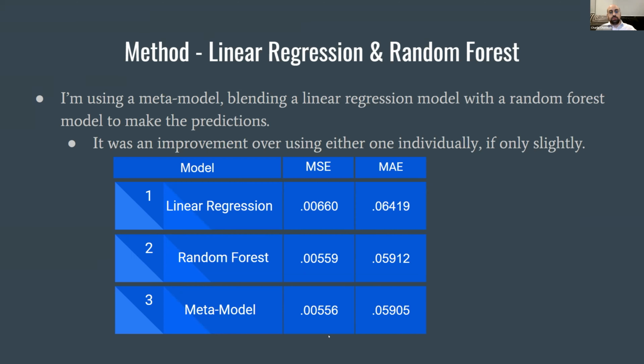The meta model's mean squared error was 0.00556, and similarly for the mean absolute error, my linear regression model had a mean absolute error of 0.06419. My random forest had, as you can see here, 0.05912, and the meta model improved on that random forest number. Again, if only slightly, it did improve on it.